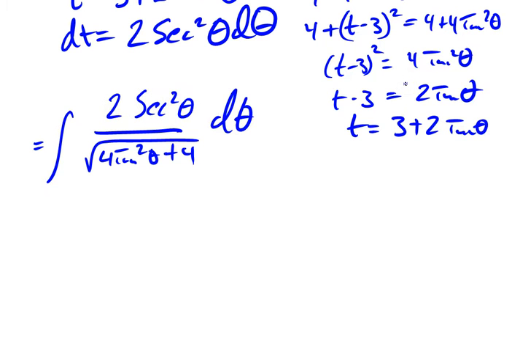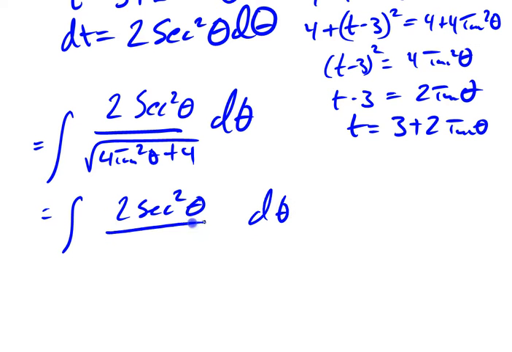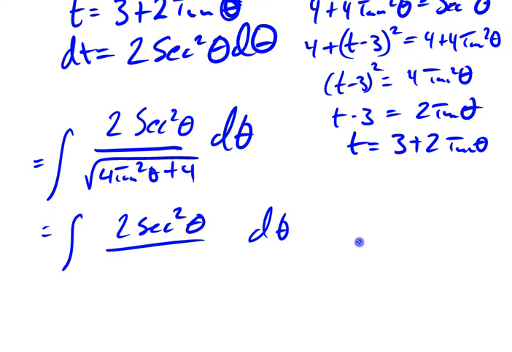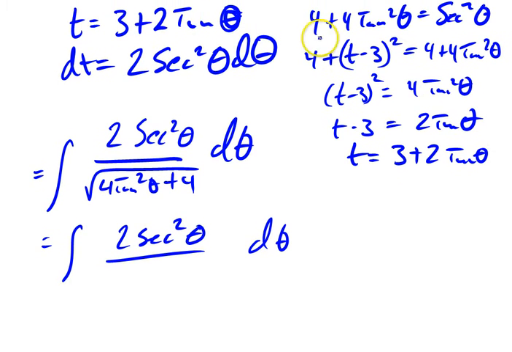Okay. So what do I end up with here? I've got an integral of 2 secant squared theta d theta. And the denominator, well, let's see if I've got it right here. That 4 plus 4 tangent squared theta that I see under the square root is secant squared theta. And so when you take the square root, you're just left with the secant of theta.